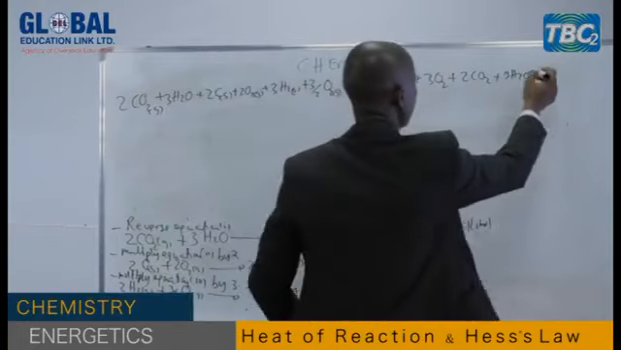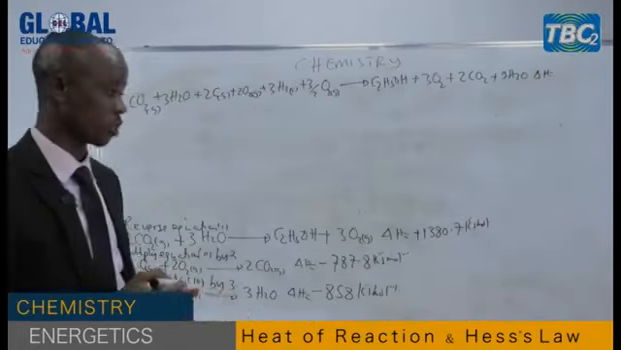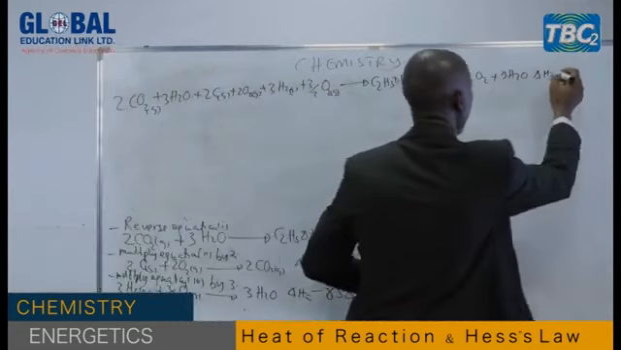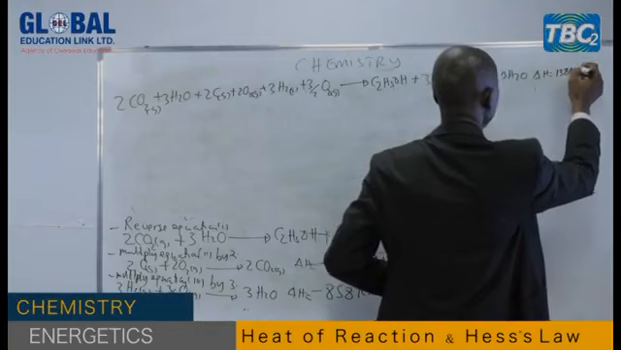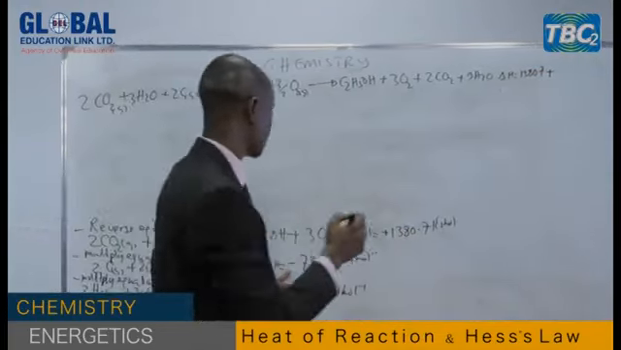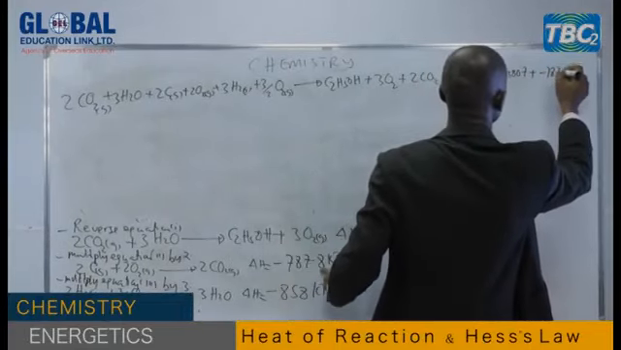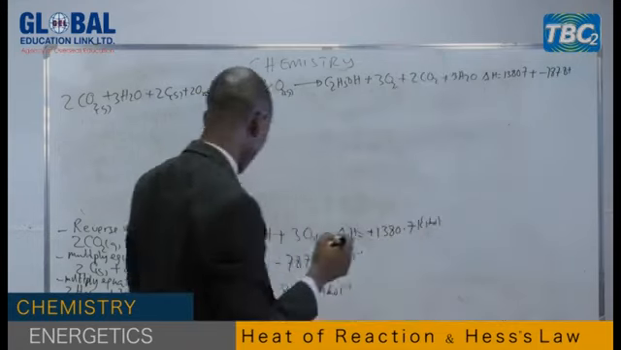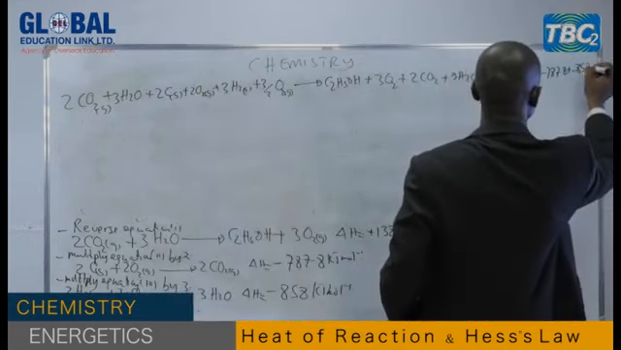Now, from there, you also sum the enthalpy change for these 3 equations. The first one is 1,380.7 kilojoules per mole. The second one is negative 787.8, plus the last one, which is negative 858.